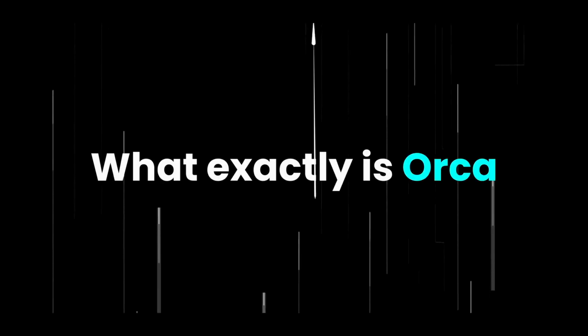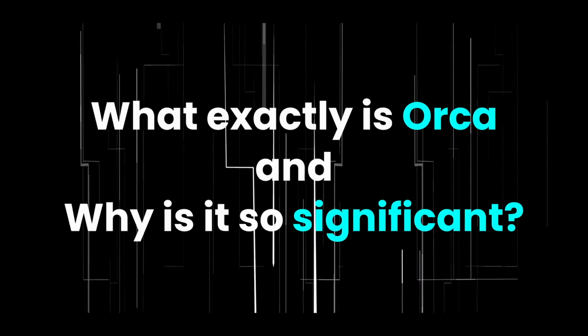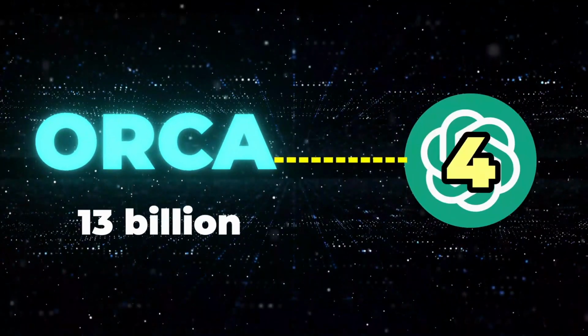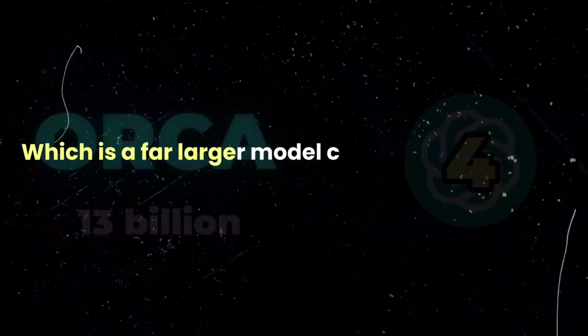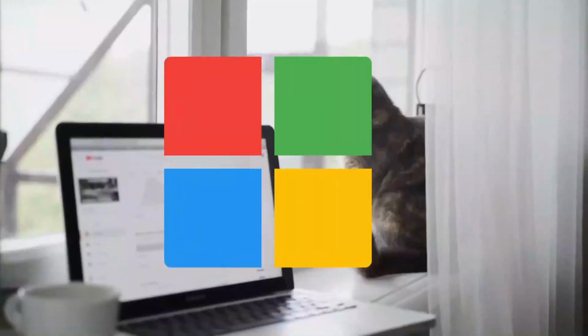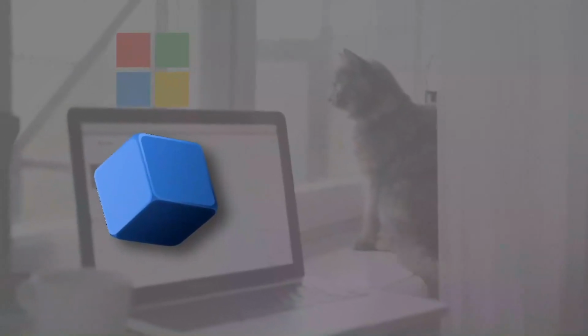So, what exactly is ORCA and why is it so significant? ORCA is a 13 billion parameter model that learns from sophisticated explanation traces of GPT-4, which is a far larger model capable of producing nearly any kind of text you can think of. Why would Microsoft want to build a smaller model that learns from a larger one?